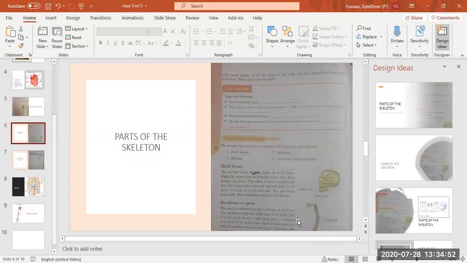Therefore the backbone is also known as the vertebral column. अब आपको समझ में आई कि हम backbone को vertebral column क्यों कहते हैं? Because it consists of 33 vertebrae. That's why it is also called vertebral column. ये vertebral column क्यों कहलाता है? Because it is consisting of 33 vertebrae. ये आपको नजर आ रही है?